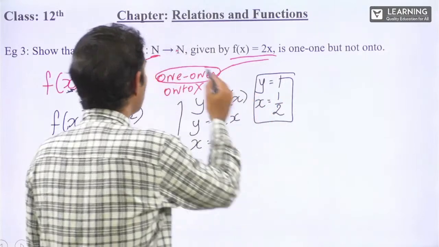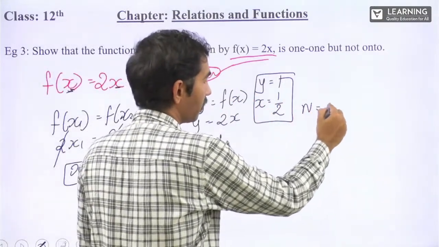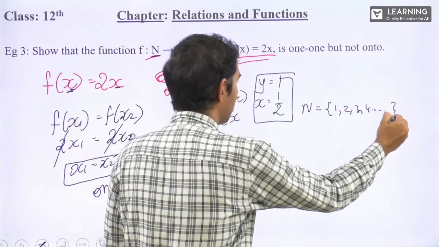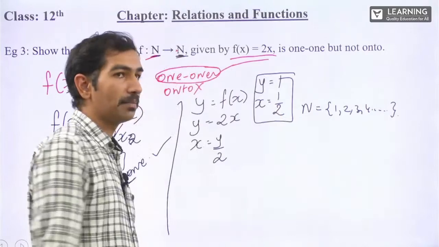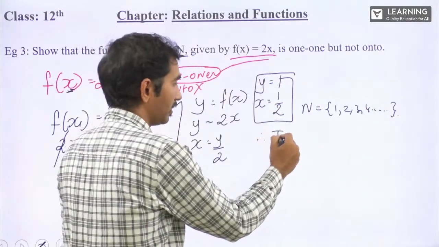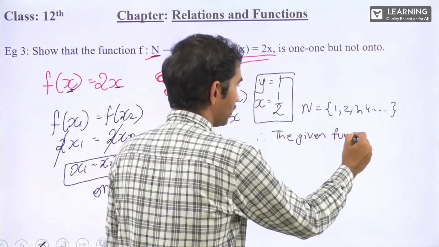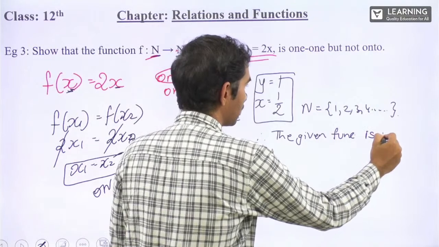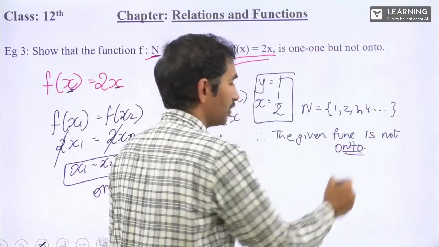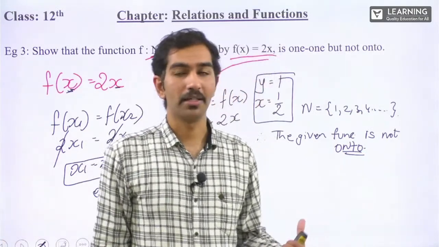But what do we know here? It is belonging to the set of natural numbers. And natural numbers begin from 1, 2, 3, 4 and it goes on like that. And we are getting x is equal to 1 by 2, which is not a natural number. Therefore we can tell the given function is not onto, but the given function is 1 1, the given function is not onto.